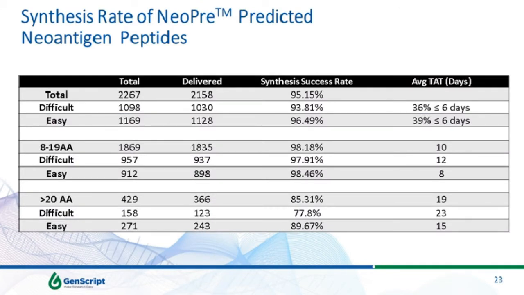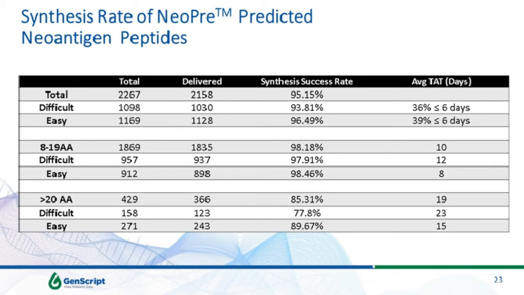So what you're seeing here is about a month's worth of peptide synthesis projects focused around neoantigens, to be specific, so not the bulk of just traditional peptide orders for us, but again, very specific projects. We're looking at a cohort of about 2,300 peptides, and ultimately we're bucketing these based on our NeoPre output into difficult, easy, and then ultimately bucketing based on length of peptide.